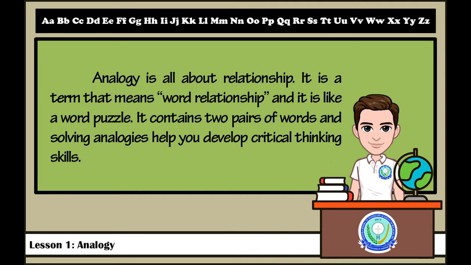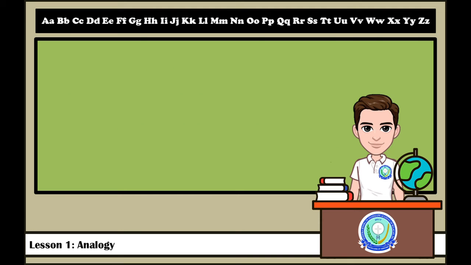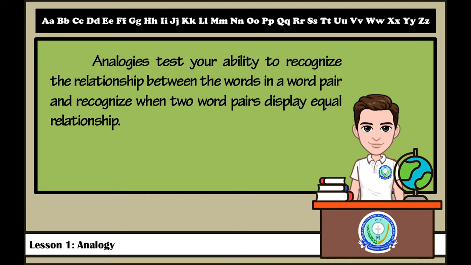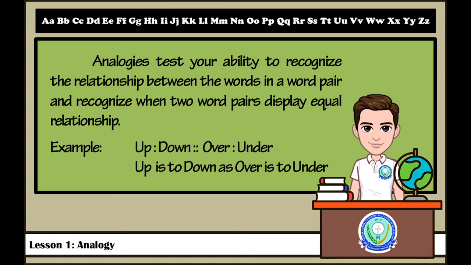Analogy is all about relationship. It is a term that means word relationship, and it is like a word puzzle. It contains two pairs of words, and solving analogies helps you develop critical thinking skills. Analogies test your ability to recognize the relationship between the words in a word pair and recognize when the two word pairs display equal relationship. Example: up is to down as over is to under.